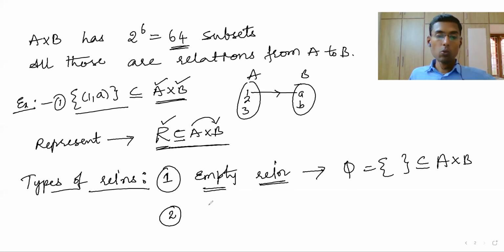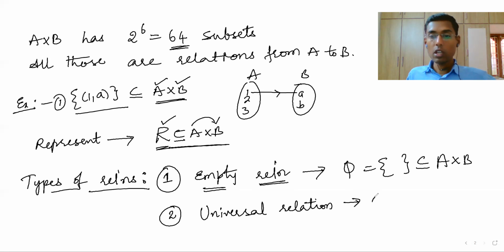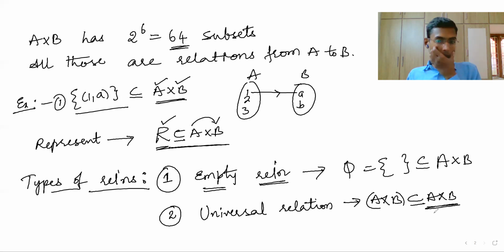And then next, two: universal relation. What is a universal relation? A cross B is a subset of A cross B. Every set is a subset of itself. So A cross B is also a relation from A to B, because we are taking the whole set. A cross B is also a relation from A to B.